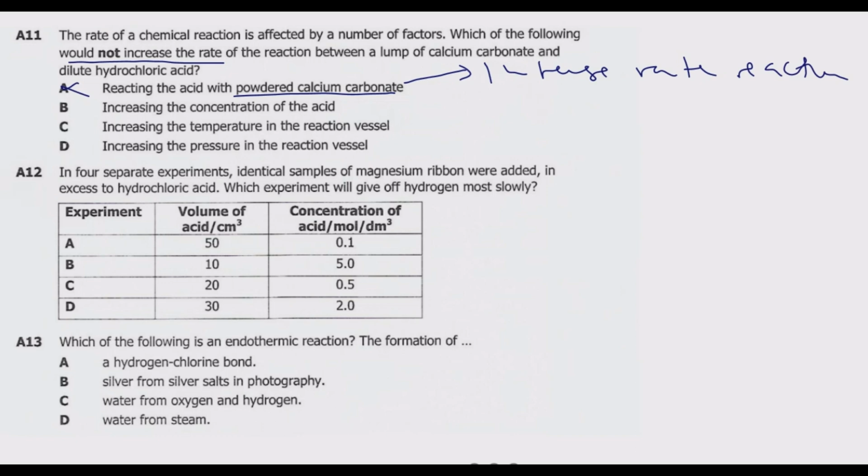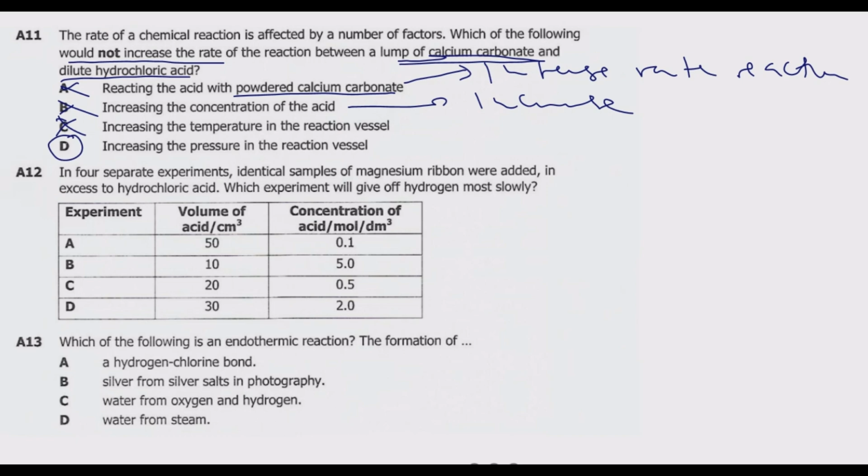Then we look at B, increasing the concentration of the acid. So increasing the concentration of acid will increase basically the number of moles per unit volume. So this also increases the rate of reaction. So B is incorrect. If you look at C, increasing the temperature in the reaction vessel. So increasing the temperature increases the frequency of collision. So because the frequency of collision increases, the rate of reaction would increase. So C is incorrect. D, increasing the pressure in the reaction vessel. This would not affect the rate of reaction, because we have basically the lump, which is solid, and we also have a liquid. So pressure won't affect the rate of reaction except for reactions involving gases. So that's why D is the correct answer.